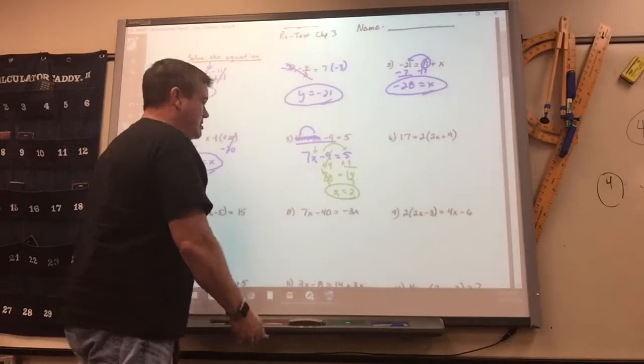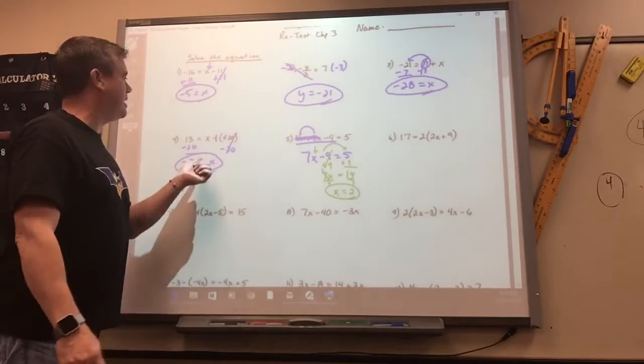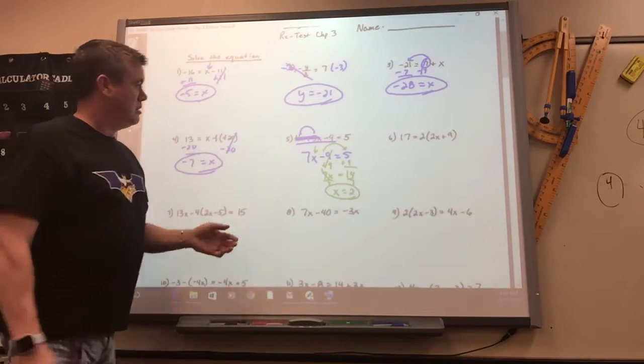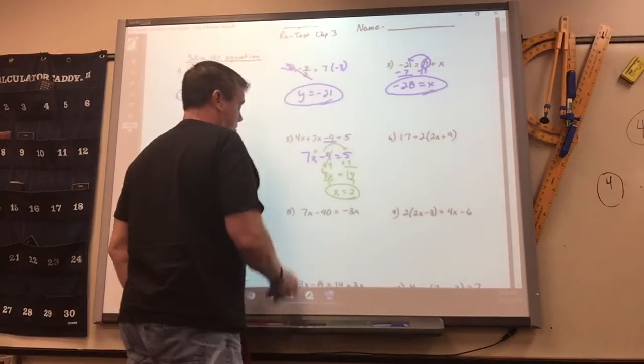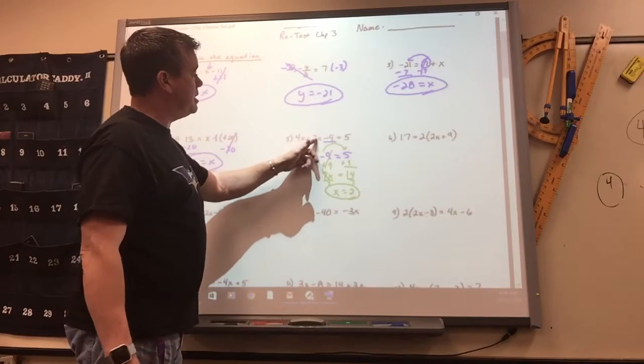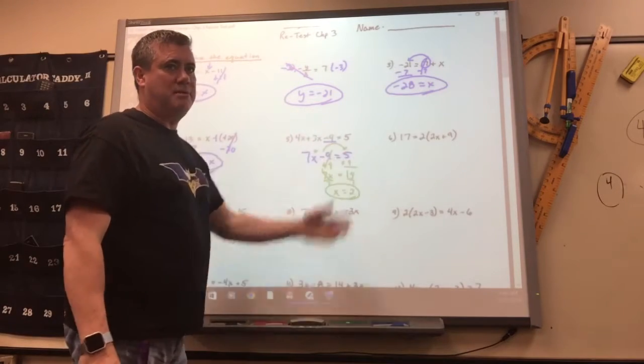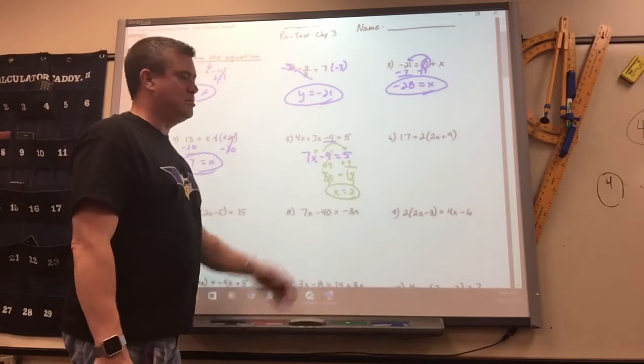Now remember, these are easy enough to check. You can just plug your answer back in and use your calculator to figure out if you got the right answer. 4 times 2 plus 3 times 2 minus 9, press equals to see if you get 5. If you don't get 5, you just did something wrong.